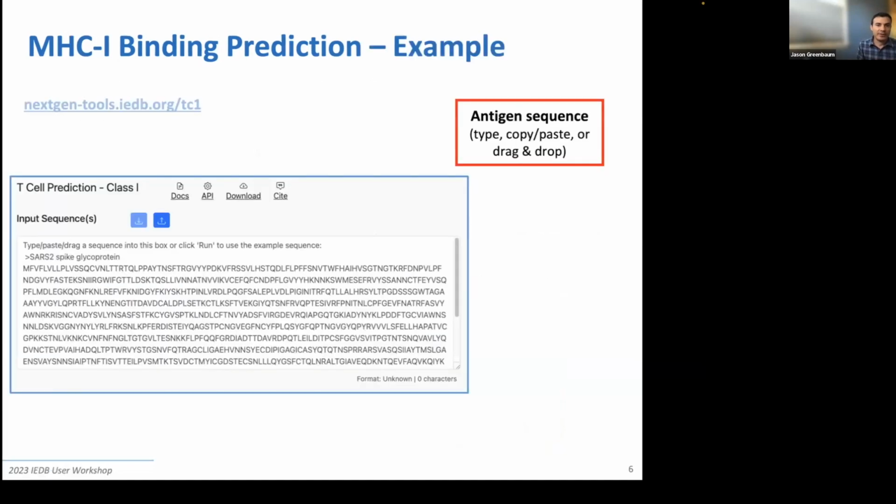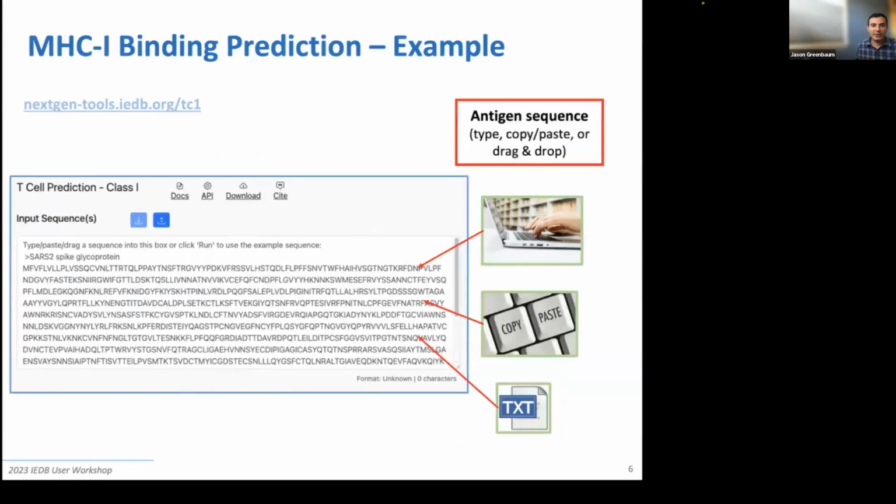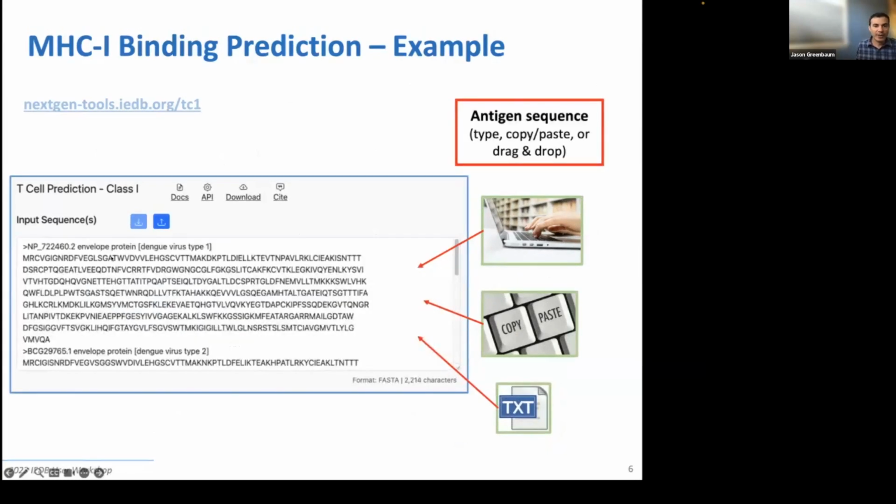If we go to the T-cell class 1 page, and it's an empty slate, we have nothing entered in there, we'll just see the example sequence in gray, and we need to get our antigen sequence in there. There are a few ways to do that. You can type it in, you can copy and paste it, or you can drag and drop a file. I just showed an example of how we drag and drop that same set of dengue envelope protein sequences in there, and we get a little bit of feedback down here that says it recognizes this as a FASTA format, and there's about 2,000 characters.